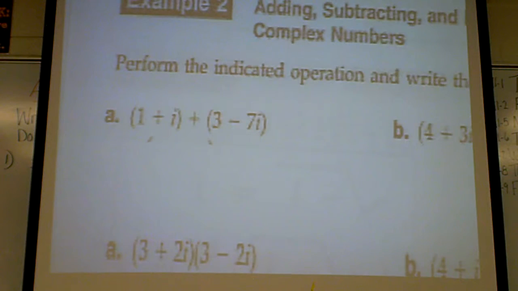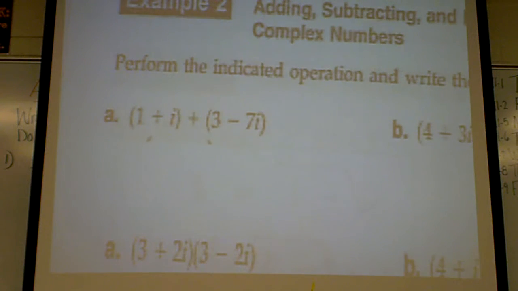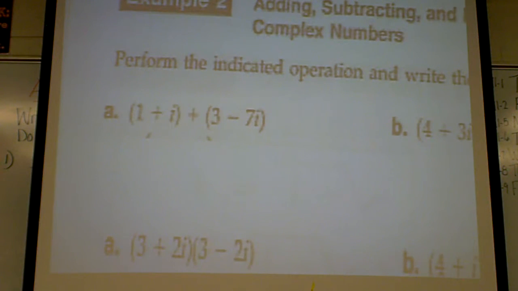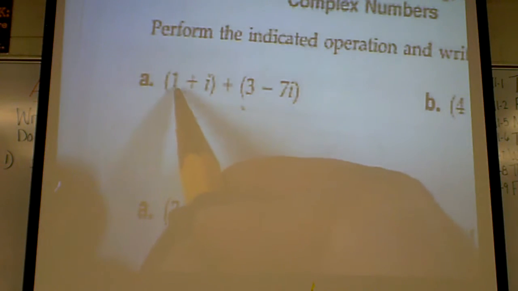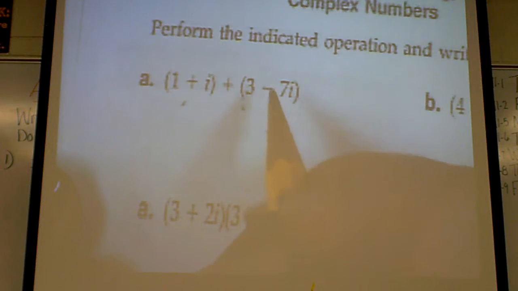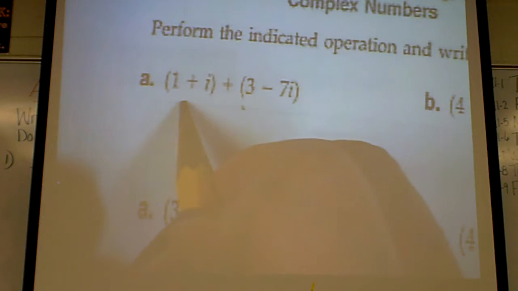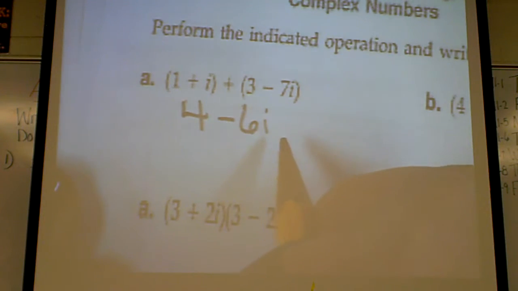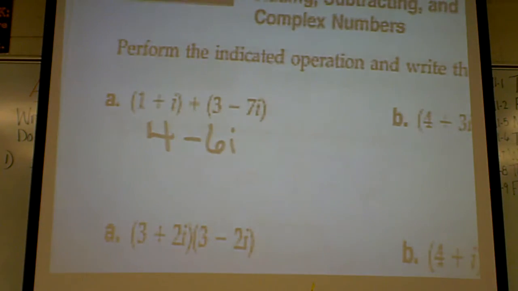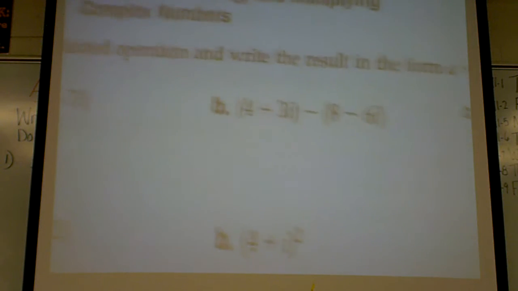So, let's fly through these. Remember, treat the i like an x. So how will you add these two complex numbers? Very easy. What's 1 plus i plus 3 minus 7i? What's the answer? Quickly. 4 minus 6i. We do not have i squared in this problem, and it's in standard form. Done. Very easy, right?